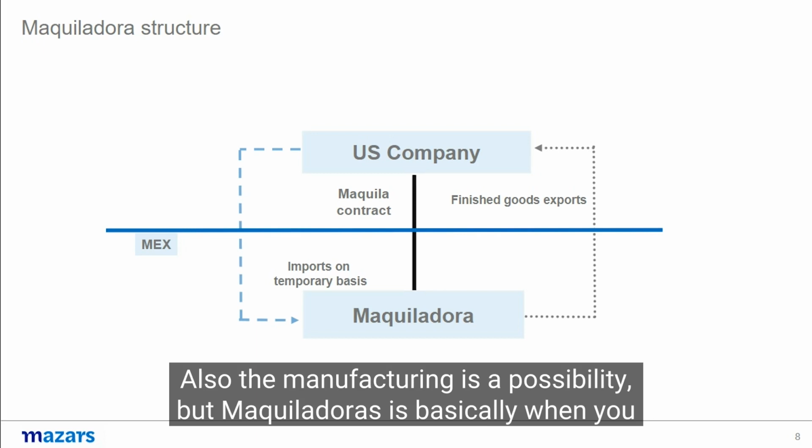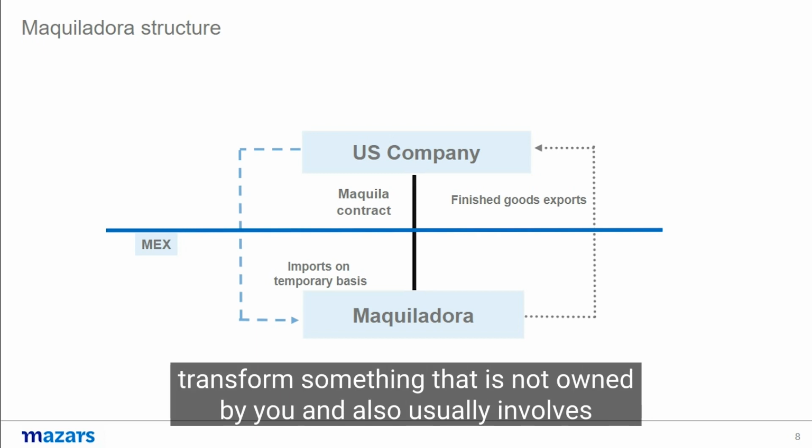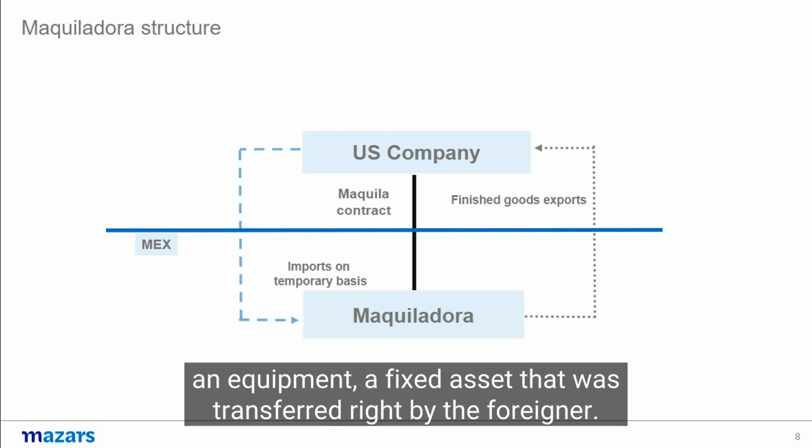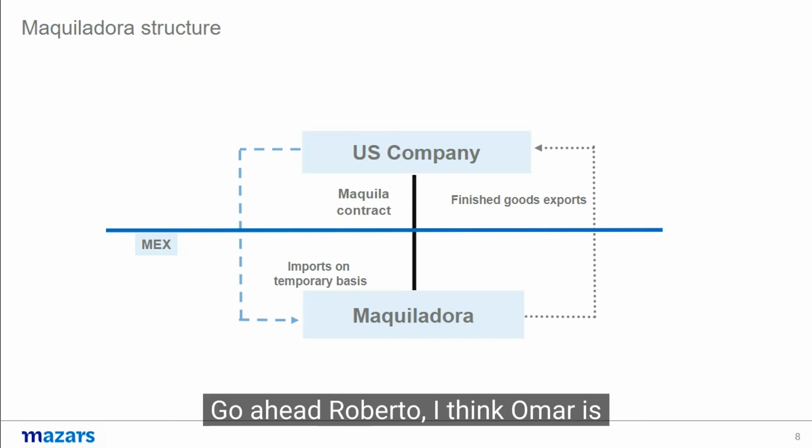Also, the manufacturing is a possibility, but maquiladora is basically when you transform something that is not owned by you, and also usually involves equipment, a fixed asset that was transferred by the foreigner. Go ahead, Roberto and Omar.